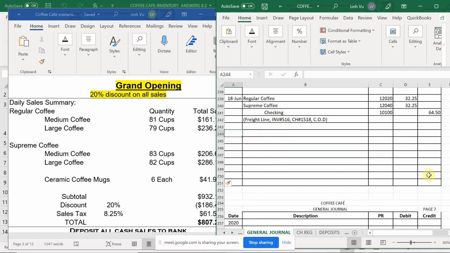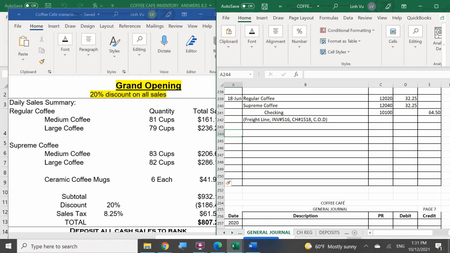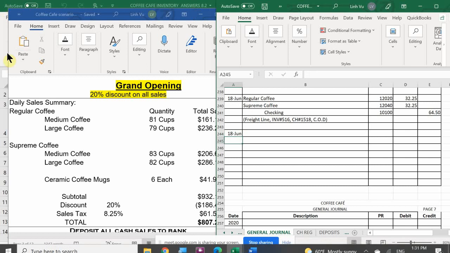Okay, whatever amount of pages that you have, or if you reach the end of the page, you just have to either move on to the next page and so on and so forth. But in this case, I can just write my note underneath, okay? So in this case, we have grand opening sales. So it is 6/18.